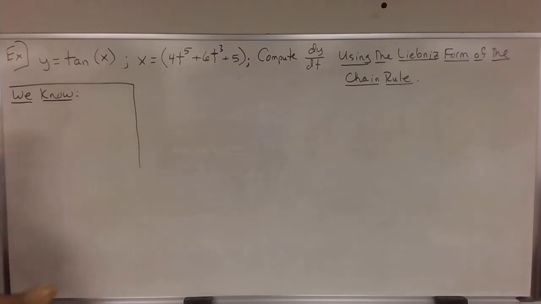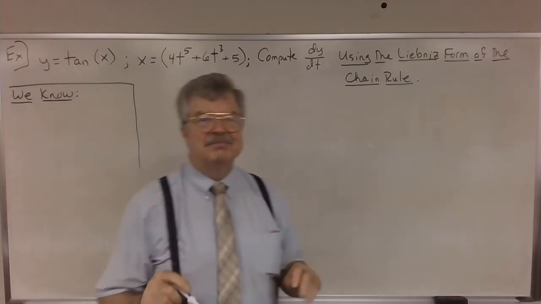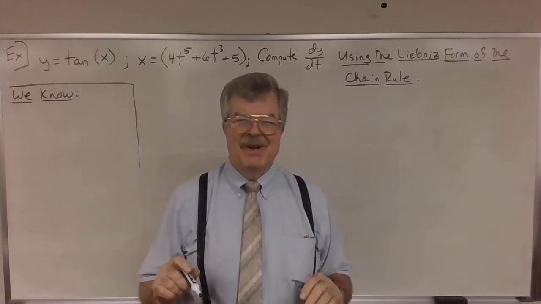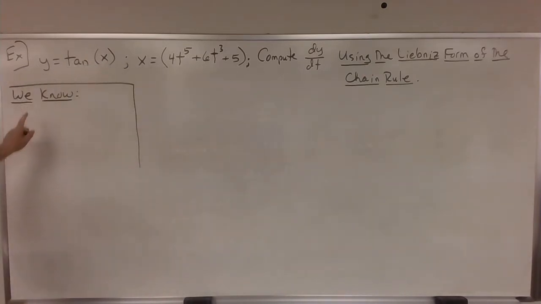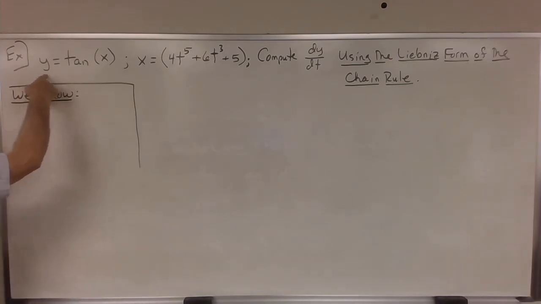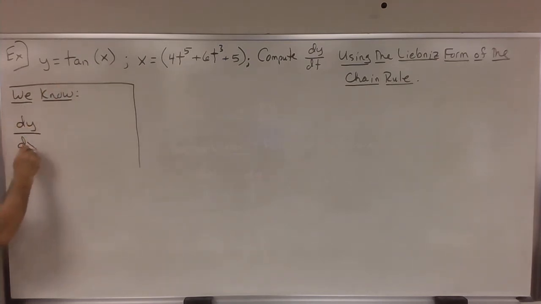we create a box, and in the box we write what we know. Well, we don't know it yet, but we will know it. What we can easily deduce, okay, now I'm telling the whole truth, we can easily deduce the derivative of y as a function of x. y is given to us directly as a function of x, so we should be able to compute the derivative of y as a function of x.